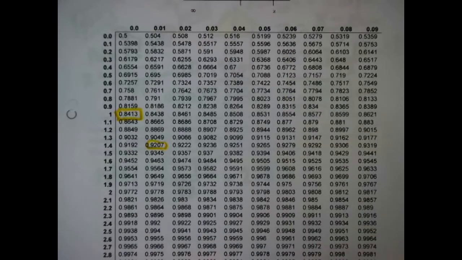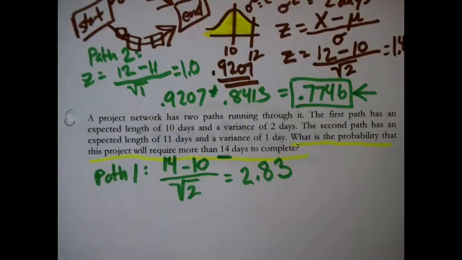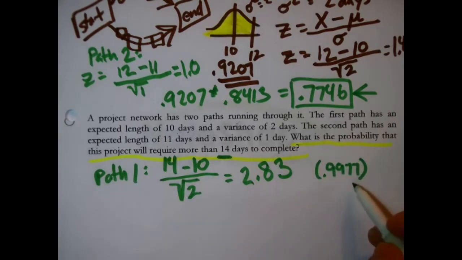0.9977. I'm just going to jot that down so I don't forget it, 0.9977. But what is that? I have to be careful that I remember this. That is the probability that you will get done in 14 days. But that was from the table. Now, repeat the process for the next path.